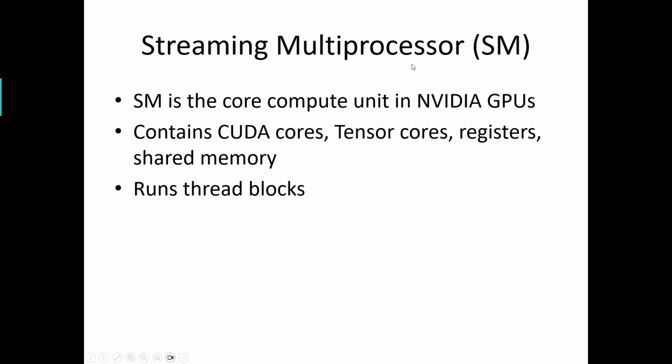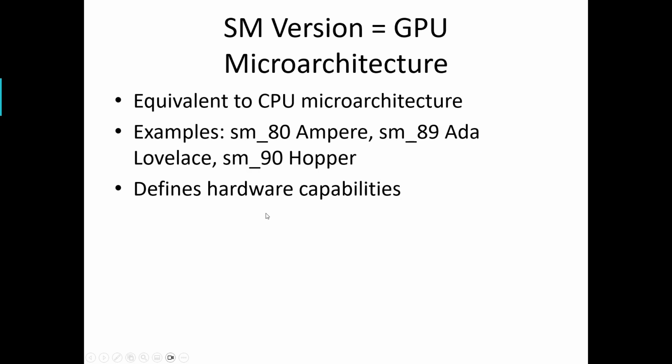Here we see the streaming multiprocessor, which is the core computing unit in Nvidia GPUs. This contains the CUDA cores, the tensor cores, the registers, and the shared memory. And this runs threads in blocks, which are the warps that we already saw. And this is the streaming multiprocessor version of the GPU microarchitecture.